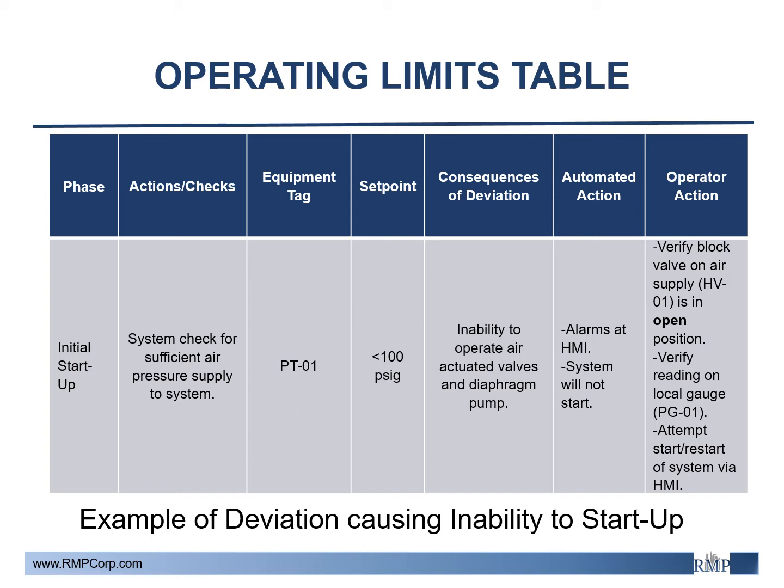As a result, the operator's action will then be to verify the block valve on the air supply, HV01, and make sure it's in the open position. They'll also need to verify the reading on the local gauge, PG01, to determine whether or not PT is reading incorrectly. And then they will attempt to restart the system via the HMI.